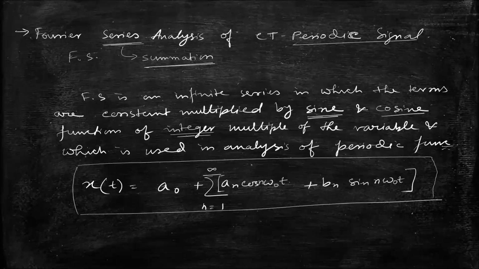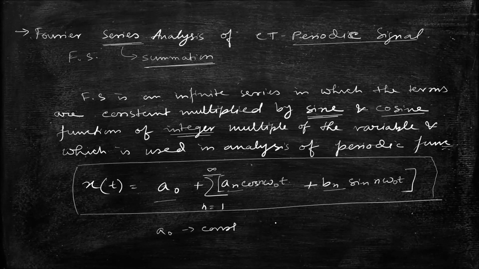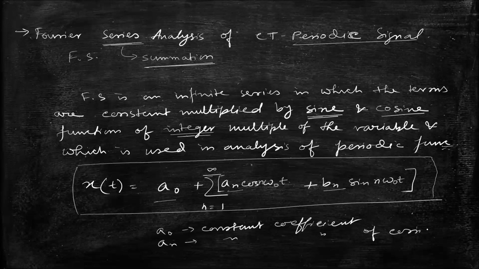Okay? So now look, here there are three constant coefficients, that is a0, an and bn. So what does a0 mean? a0 is a constant coefficient. Similarly, an is also a constant coefficient of the cosine function, and bn is the constant coefficient of the sine function.